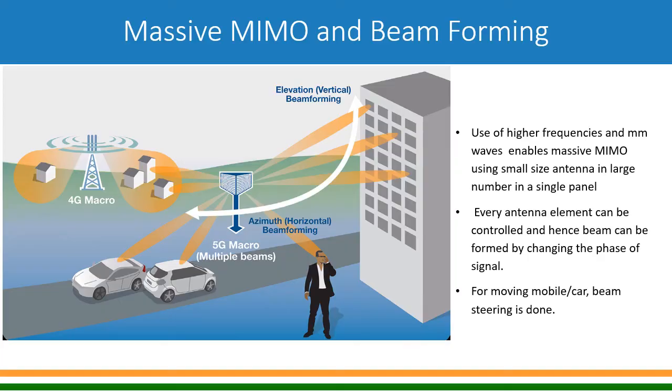Massive MIMO and beam forming: use of higher frequency and millimeter wave enables massive MIMO, using small size antennas in large number in a single panel. Every antenna element can be controlled and hence a beam can be formed by changing the phase of the signal, and for moving vehicles, a car, etc., beam steering can also be done.